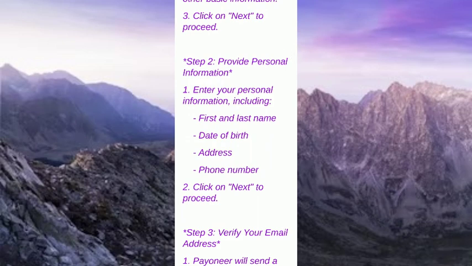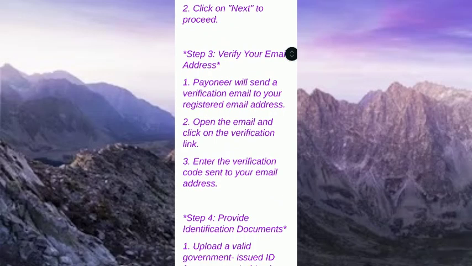Step 2 is to provide personal information. You have to enter your personal information including first and last name, date of birth, address, phone number, and click on next to proceed. Step 3 is to verify your email address. Payoneer will send a verification email to your registered email address. You have to open the email and click on the verification link. Enter the verification code sent to your email address.